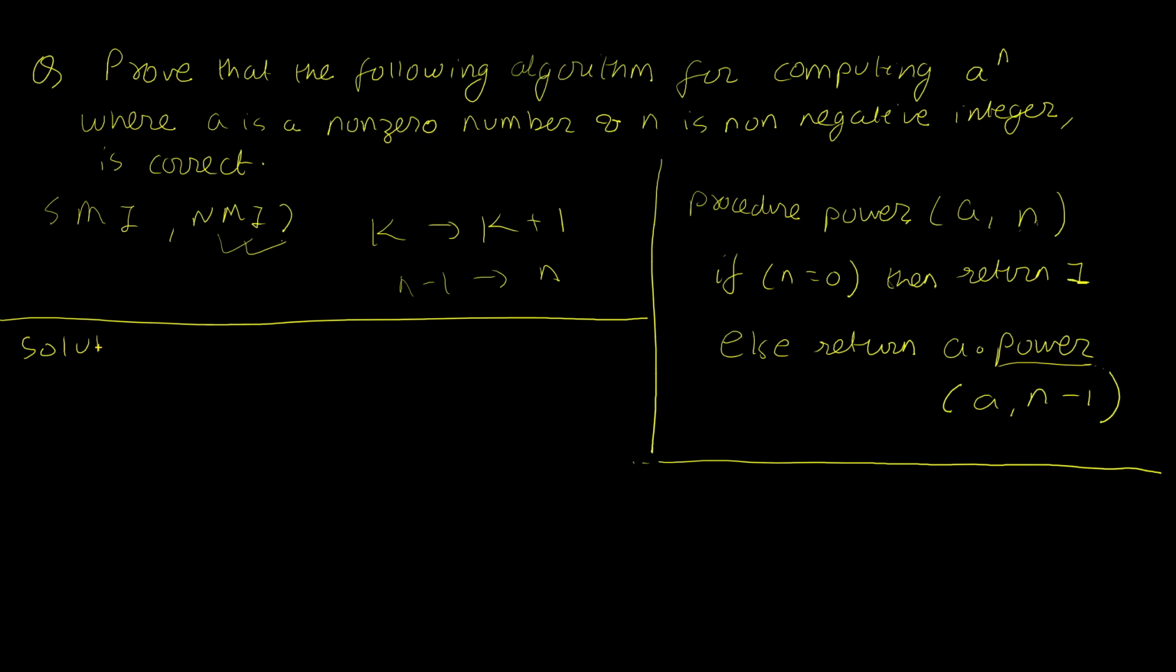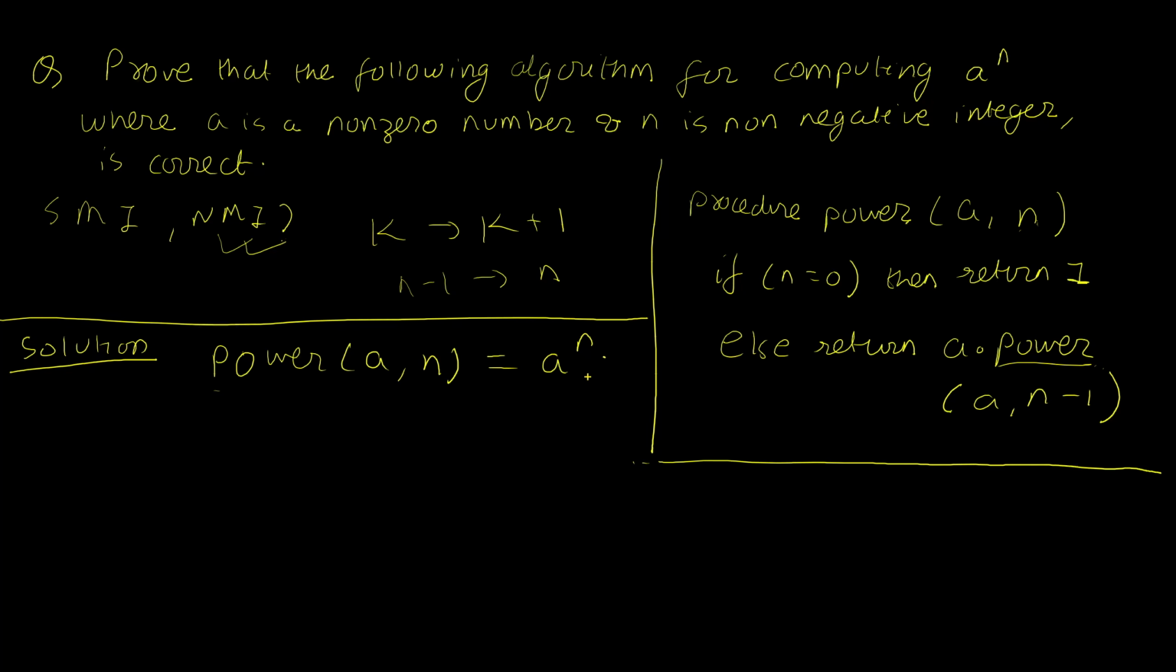Okay, but what to do if asked formally? So I'll start from here, the actual solution. So we are giving a mathematical induction proof. And the thing that I need to prove using induction is that the function power correctly calculates power. So power of a and n should properly return a raised to the power n. So this is my statement, or this is what I need to prove.